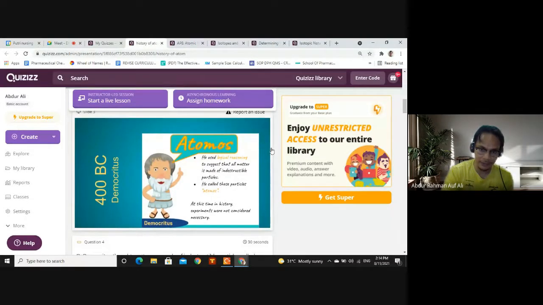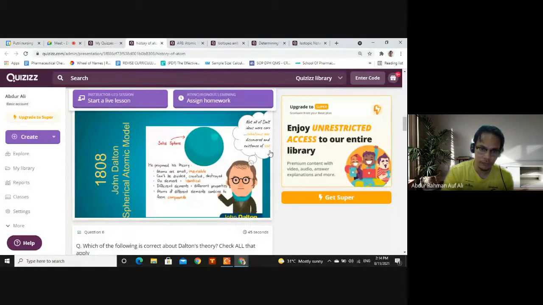That is until 1808. We fast forward, okay, centuries forward. How many centuries, actually? Centuries long. Okay, we fast forward to the year 1808. John Dalton. So we meet John Dalton here.